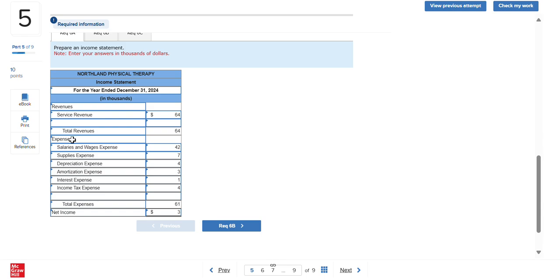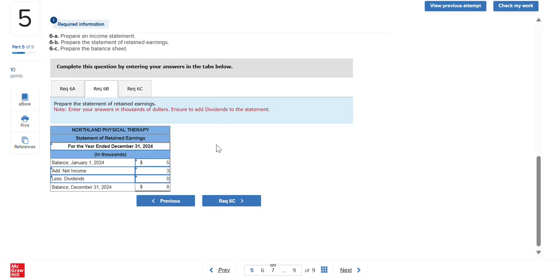And then after revenues, I put expenses. Expenses include salaries and wages expense, supplies expense, depreciation expense, amortization expense, interest expense, and income tax expense. So we add all this up, and our total expenses would be 61,000. And the way we get our net income is we take our total revenues and subtract the total expenses, which would equal 3,000.